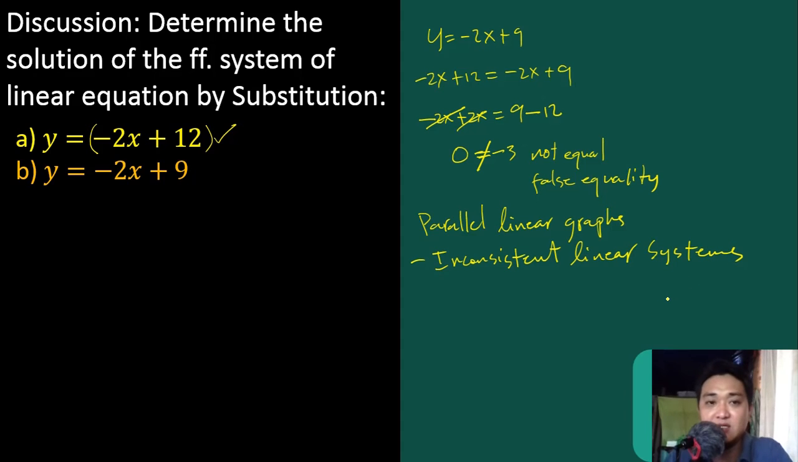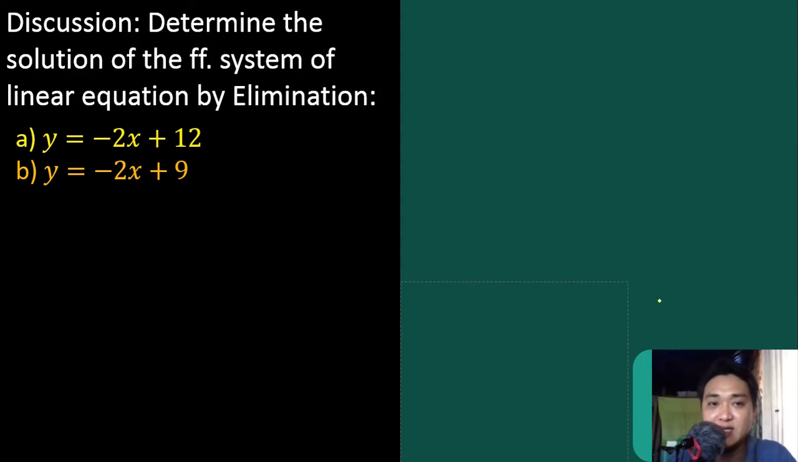Let us try to solve this by elimination. So we have y is equivalent to negative 2x plus 12. In this case, we don't need to multiply by any other number because we can cancel right away. We can cancel y whenever we subtract them. So we have y is equivalent to negative 2x plus 9.